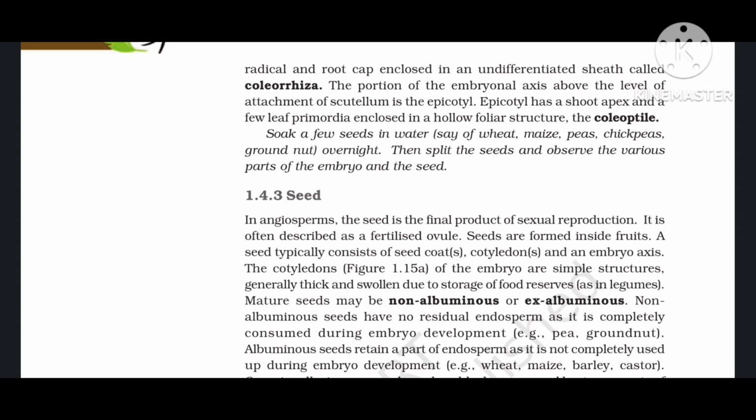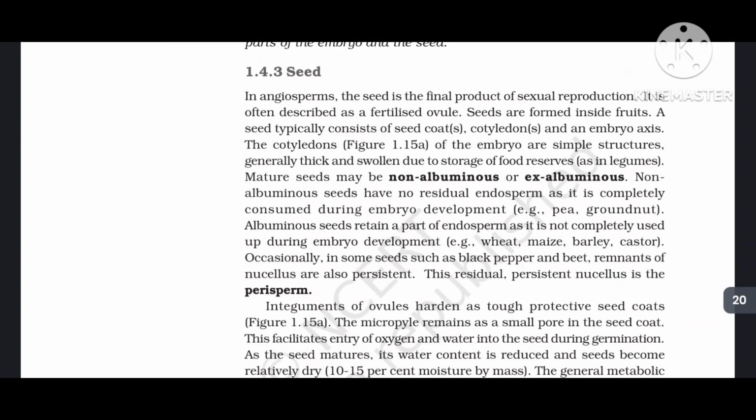1.4.3 Seed. In angiosperms, the seed is the final product of sexual reproduction. It is often described as a fertilized ovule. Seeds are formed inside fruits. A seed typically consists of seed coat, cotyledon, and an embryo axis. The cotyledons of the embryo are simple structures, generally thick and swollen due to storage of food reserves, as in legumes. Mature seeds may be non-albuminous or albuminous.